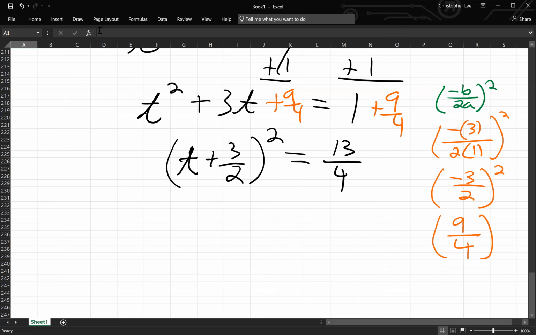If you were trying to do this on the test and you wanted to solve for t, you would just square root both sides and then subtract the 3 over 2, and that's it. This is a homework question. They're looking for the AHK.